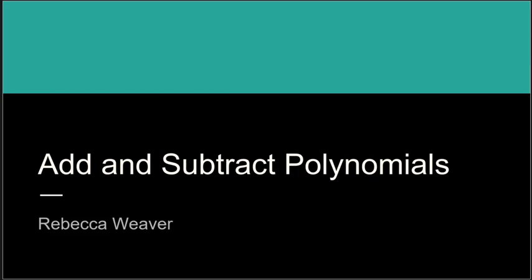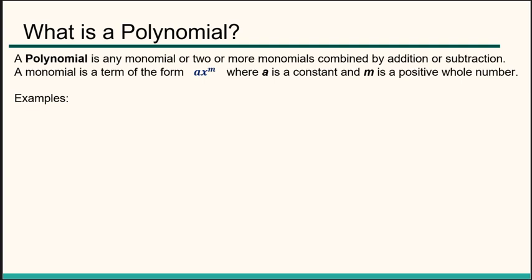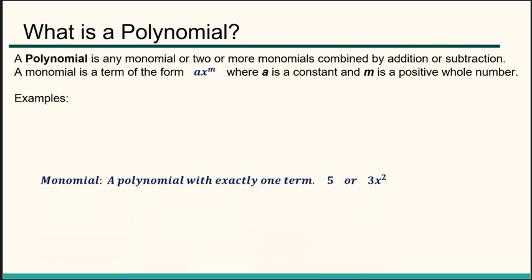The first question we need to ask ourselves is, what is a polynomial? Well, a polynomial is any monomial or two or more monomials combined by addition or subtraction. A monomial, since we don't know what that is yet, is a term of the form ax^m, where a is a constant and m is a positive whole number. So let's look at a few examples.